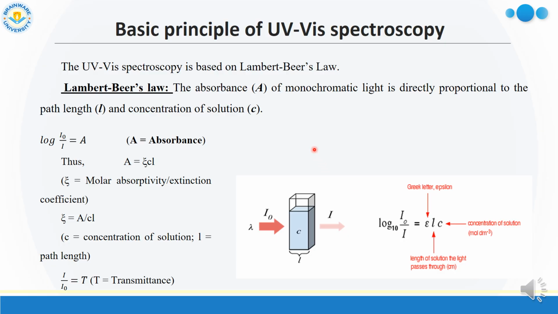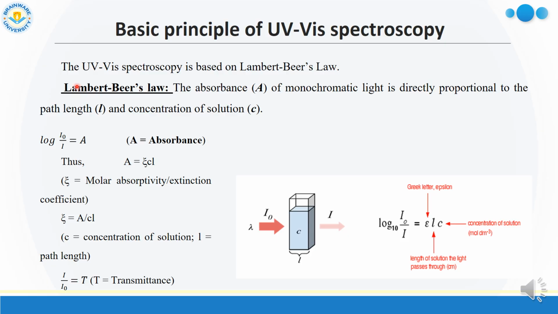Now, what are the basic principles of UV visible spectroscopy? There is an important law, which is known as Lambert-Beer's law. Suppose this is our incident light. The intensity of incident light is I0. This is the transmitted light, intensity is I. This is our sample solution present in the cuvette, and the length of the cuvette is L. Concentration of the solution is C molar.